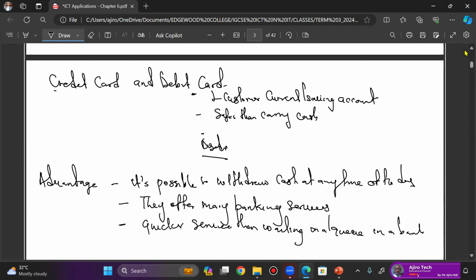Let's talk about disadvantages. Yes, my time is up. These ATMs are placed where theft can take place at night. Please, this is the disadvantage of using an ATM. Don't go and withdraw money at an ATM at night.